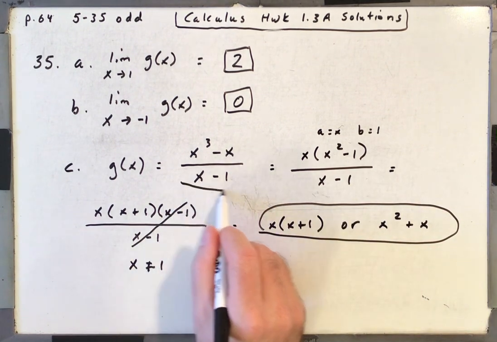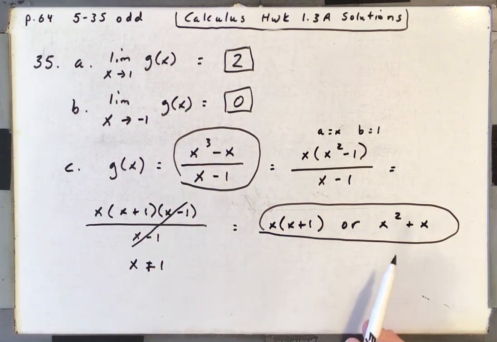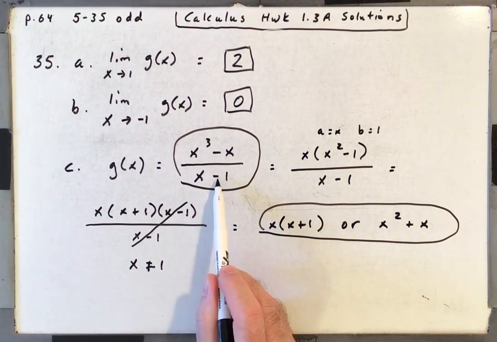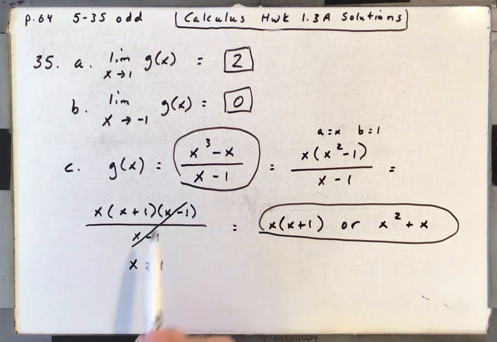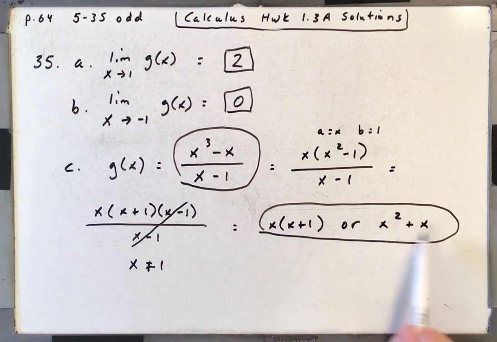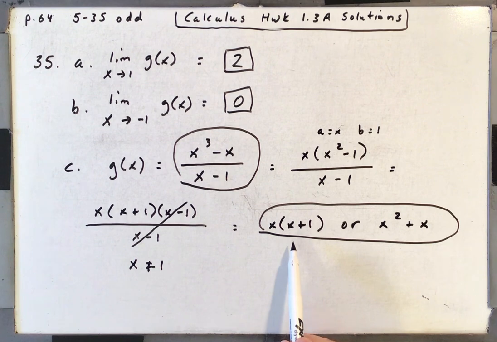That function matches this function. It's the exact same graph, except this graph has a hole at 1 because it's undefined at 1. And the graphs of these are not undefined anywhere.